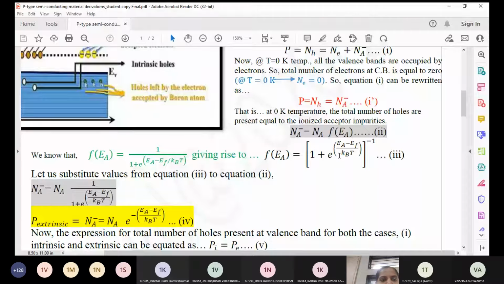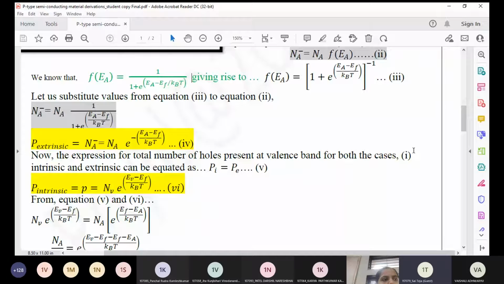Continue, Sai. From denominator to numerator, it is written in that way. Yes, and then after that, I have considered that for lower temperatures, EA minus EF will be very much greater than KBT. So we can consider the whole thing as, for F of E, e raised to minus of EA minus EF by KBT. So here we will be getting the equation of Na minus as Na into e raised to the power EF minus EA by KBT. That minus sign I've taken inside. So we will be getting the EF minus EA.